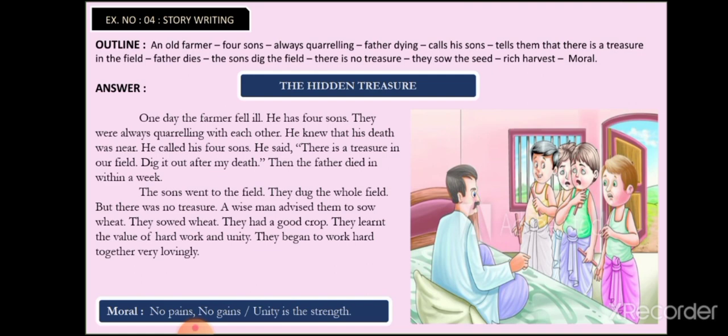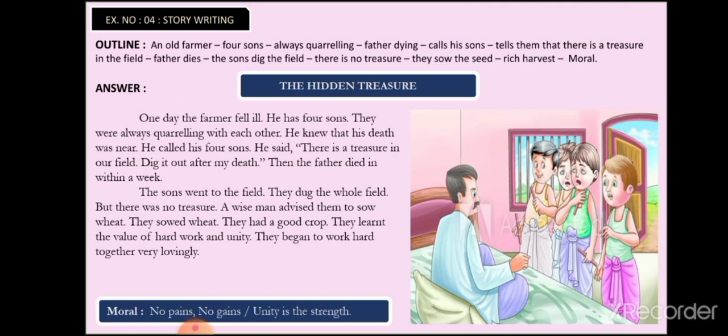One day the farmer fell ill. He had four sons. They were always quarreling with each other. He knew that his death was near. He called his four sons. He said, "There is a treasure in our field. Dig it out after my death." Then the father died within a week.